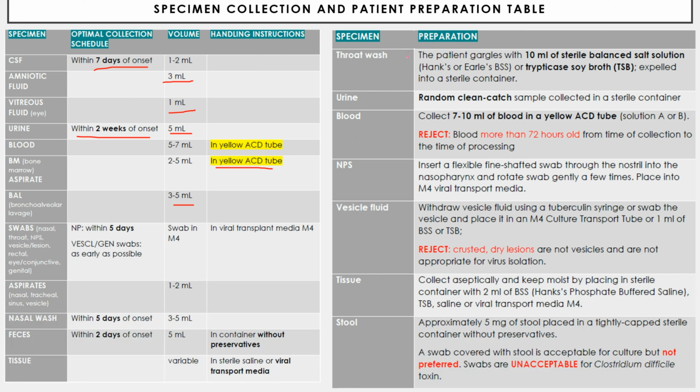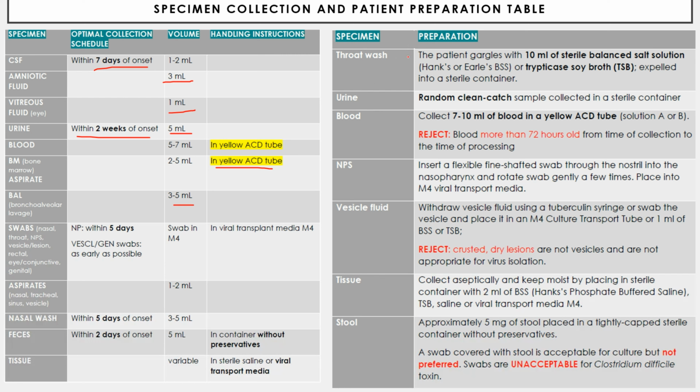Now, you also have to consider patient preparation. For throat wash, have the patient gargle with 10 ml of sterile balanced salt solution or trypticase soy broth, expelled in a sterile container. Then for urine, a random clean catch sample could be collected in a sterile container. For blood, 7 to 10 ml of blood in a yellow EDTA tube. Reject blood more than 72 hours old from the time of collection to the time of processing.